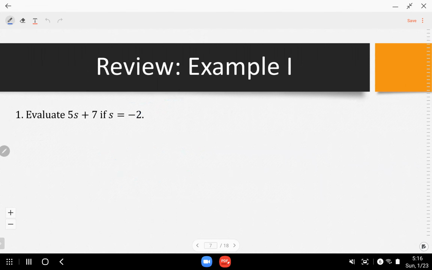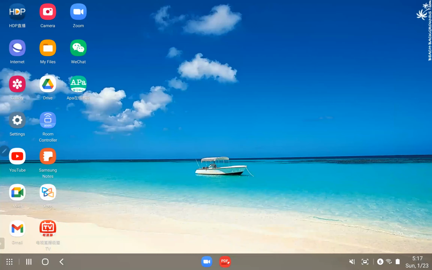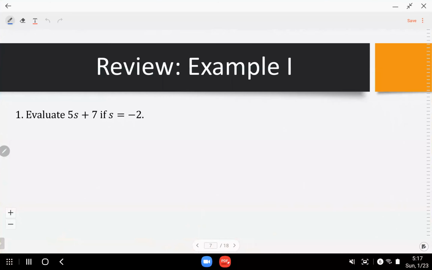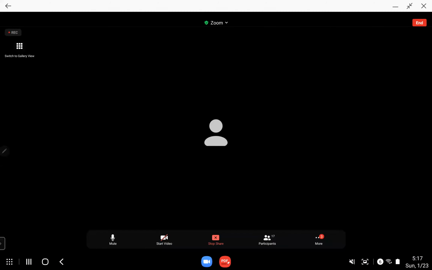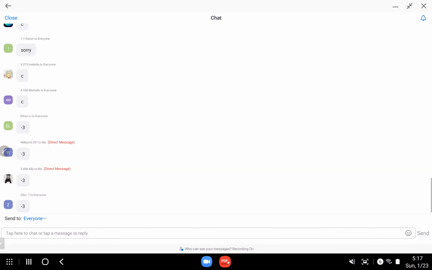So evaluate 5s plus 7 if s is equal to -2. All right, I'd like everybody to do this in the chat right now. Put your answers in the chat. I know that we've done this before. I just want to review a little bit. So we have a couple answers, -3, yeah. Pretty self-explanatory, right? -3. Most of you got -3, and that is correct.